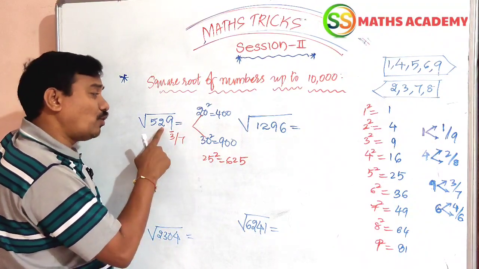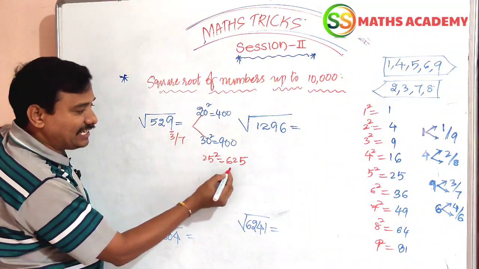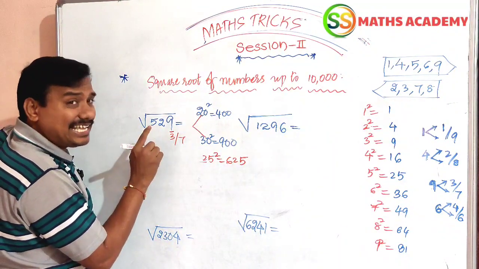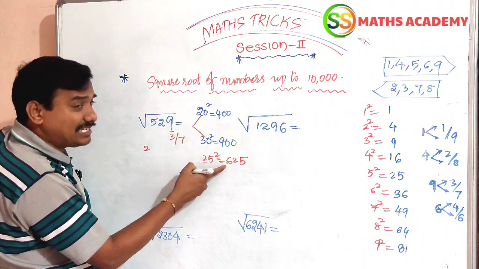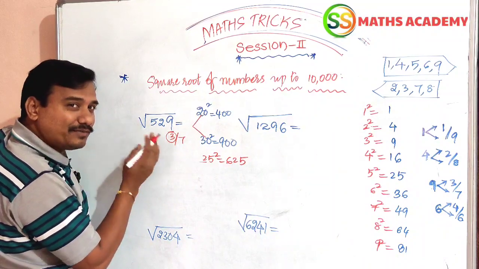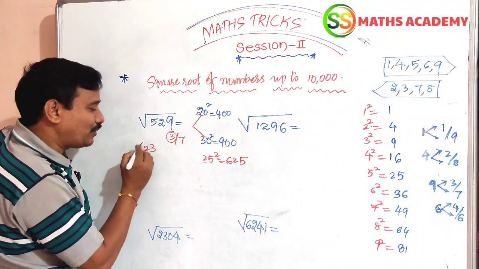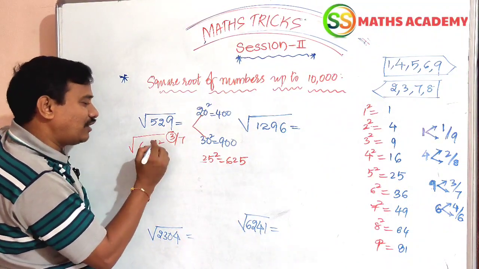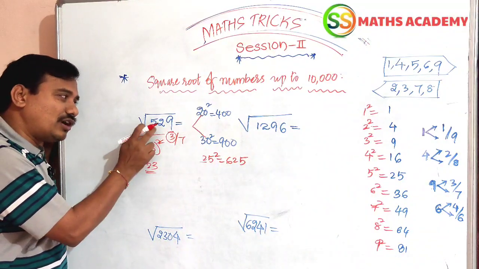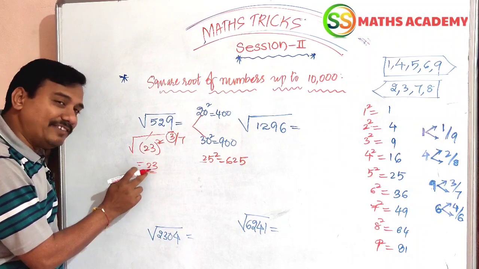Otherwise, this value is more than this value. Then you can take 2 from 25 square 2. This value is less than this value, no? Less means the first number, before. That is nothing but 23 square. The square root of 23 square is nothing but the square root of 529, which is simply 23.